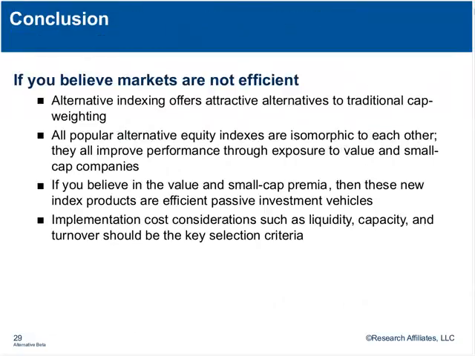So, concluding, I want to leave us some time for Q&A. Concluding, we believe markets are not efficient. And if markets are not efficient, I think it's wrong to use cap weighting as a way of building your passive portfolio. And therefore, you want to explore other ways of building a portfolio. There are many, many solutions out there today. I argue they are all similar to each other. I'm going to use the word isomorphic.